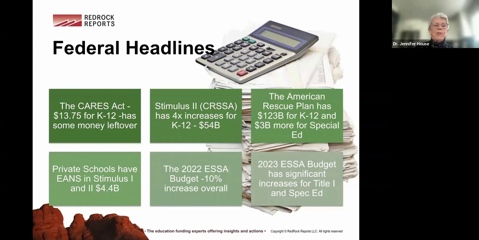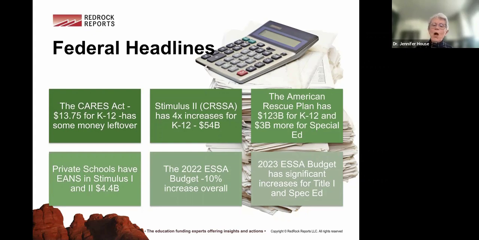So CARES Act, $13.75 billion for K through 12, still has some money left over, and I'll show you where you can find out how much. The stimulus 2 was $54 billion. Also, money is left over on that. And the biggest money left over is the American Rescue Plan, which was that $123 billion for K-12, as well as $3 billion more for special ed.